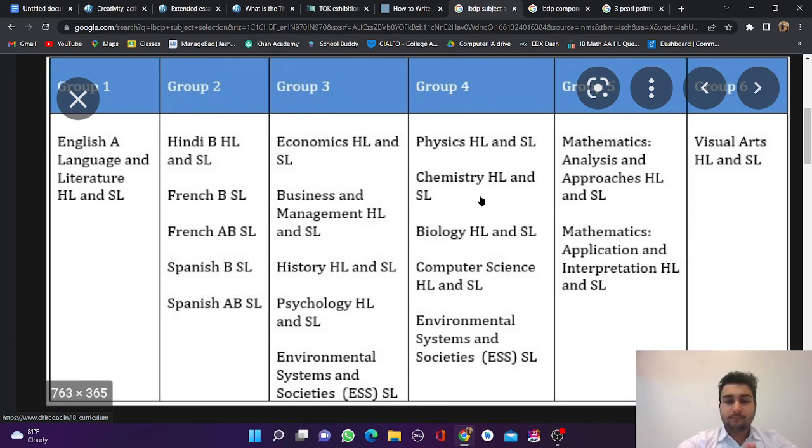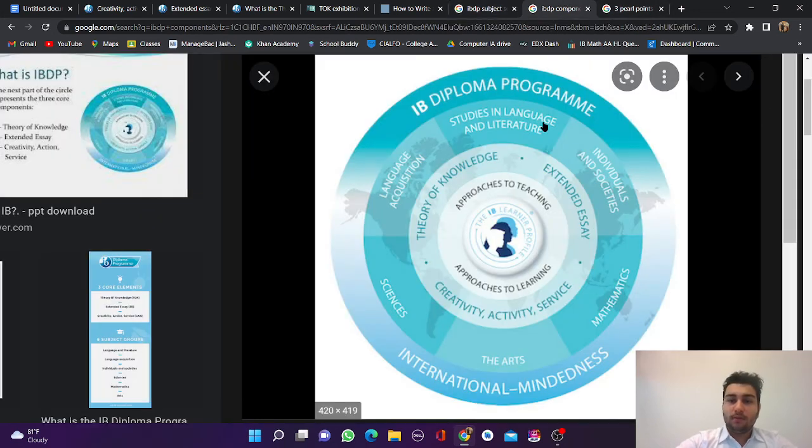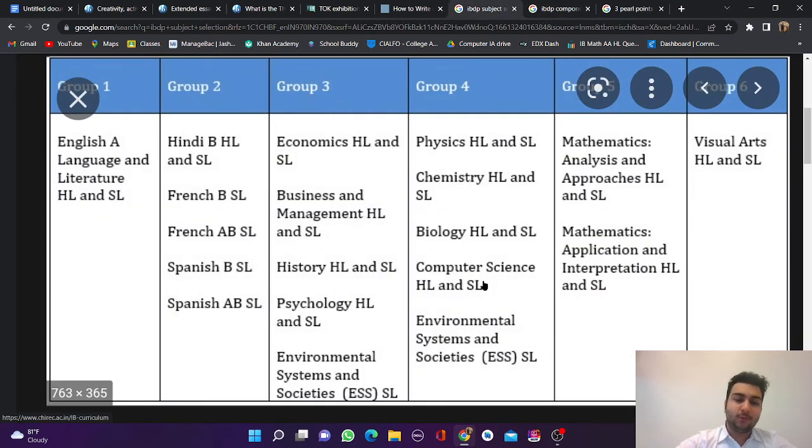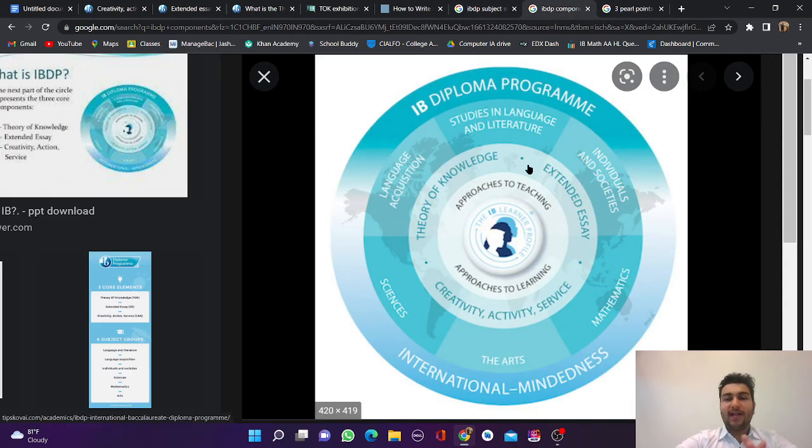And yes, you have to choose 3 HL subjects and 3 SL subjects. So those are the subjects of the IB diploma program. Again, the subjects might differ from school to school. Some schools might provide an HL in computer science, but some might provide only an SL. Some schools might not have the visual arts course. So this was the IBDP curriculum.